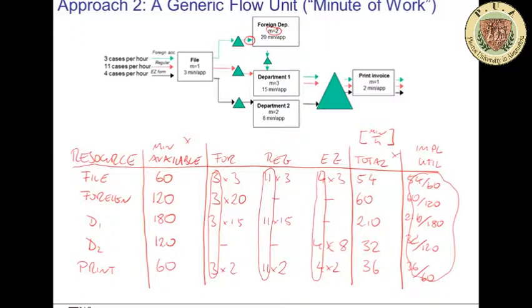For example, it might be that the easy cases take 2 minutes here at printing, while the foreign account cases might take 5 minutes per case. In other words, you can make the processing time contingent on the flow units, which you can only analyze with the second approach. The second approach, however, comes at the expense that it is conceptually a little bit more difficult because you have to think about the generic flow unit being 1 minute of work.